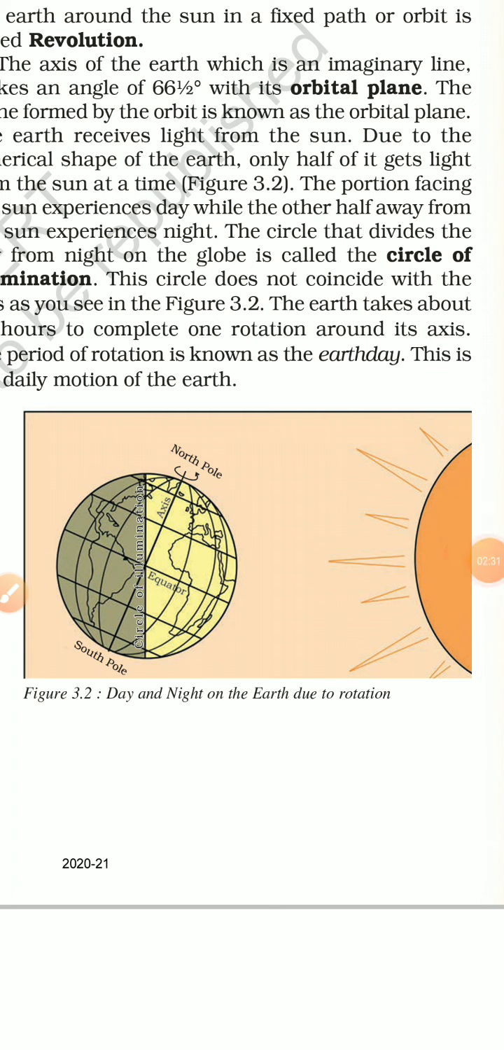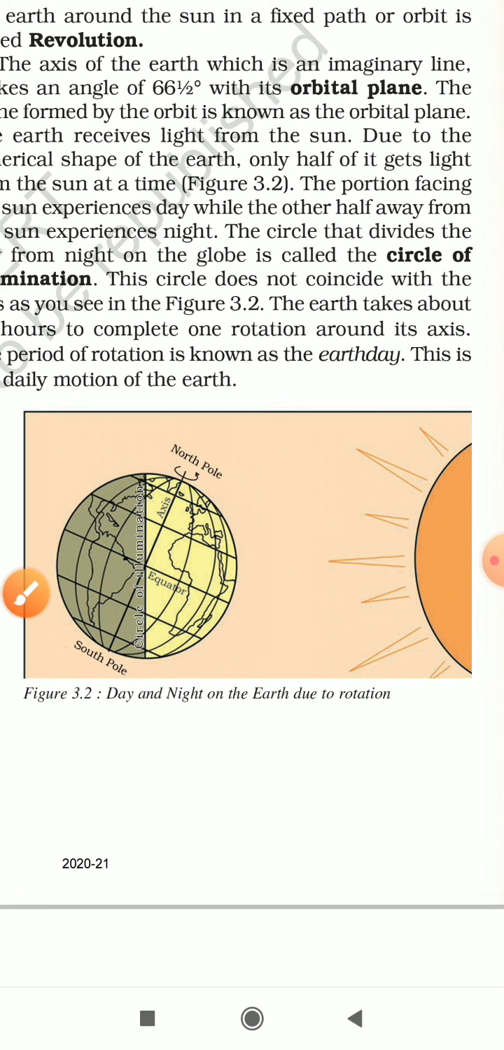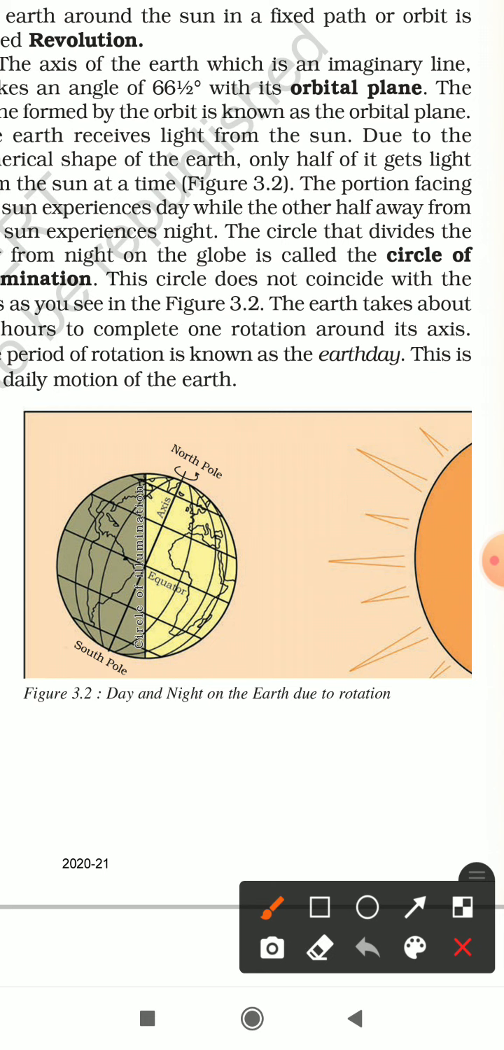As you can see in this picture, the Earth receives light from the Sun. This is the Sun and this is the Earth. Due to the spherical shape of the Earth, only half of it gets light from the Sun at a time. The part of the Earth facing the Sun experiences day, while the other half not facing the Sun has night. In this picture, we can see this half of the Earth is facing towards the Sun. Therefore, there is day in this portion, and this portion is not facing the Sun, so it has night, or it is dark in this portion of the Earth.